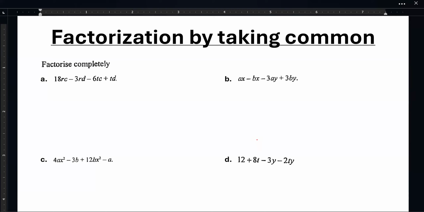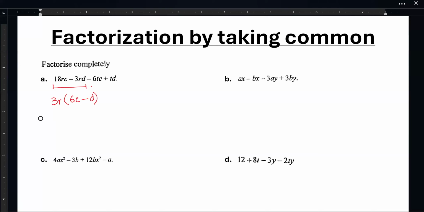So what do we do now? Now we take common by pair. That means first we will observe what is common in the first 2 terms. Yes, I can see I have 3 as common. I can see R as common. What is left inside the bracket? It's going to be 6C minus D.